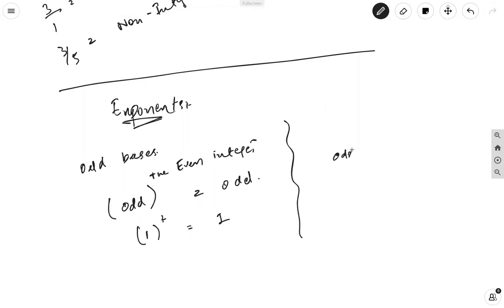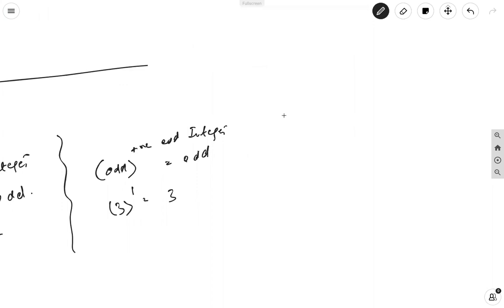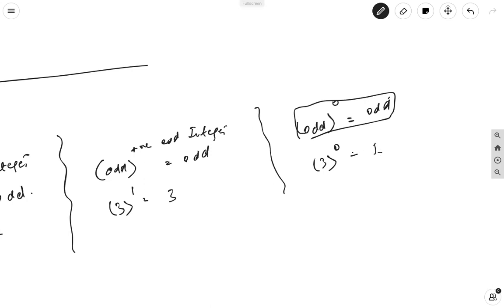if I have an odd base and I take a positive odd integer as power, again the result will be odd, right? Take an example, 3 to the power 1, the result is again odd, right? Now, if again I have an odd base and if I take 0 as power, the result is again odd. And this is a very important property. Okay, so you take 0, the result is 1, which is odd.